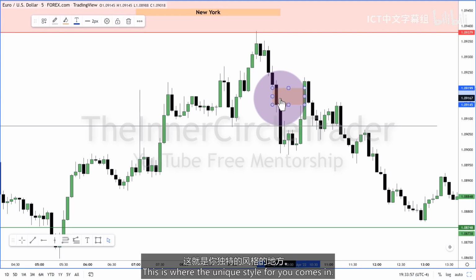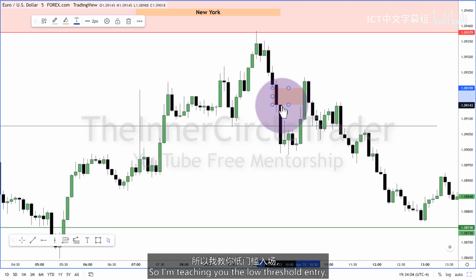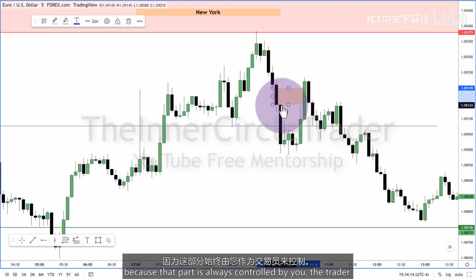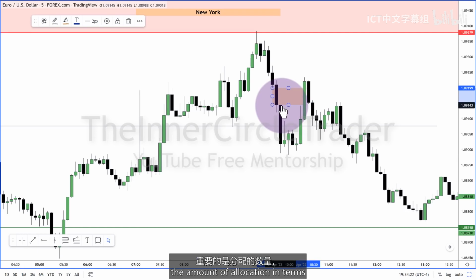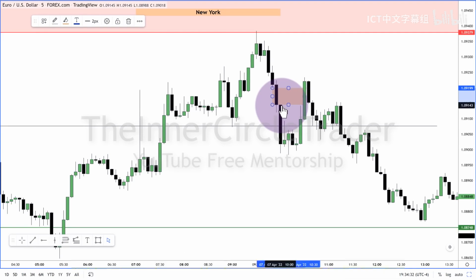This is where the unique style for you comes in. If you get greedy, you may not get your fill. So I'm teaching you the low threshold entry, but that always will give you the highest risk. That is higher risk in terms of number of pips, not in terms of the amount of money, because that part is always controlled by you, the trader. You can manage the amount of leverage you're using. It doesn't matter how many pips of risk you have, the amount of allocation in terms of the leverage that you're using in the trade is the most important thing. And that's the most important thing that gets abused most of the time by traders.